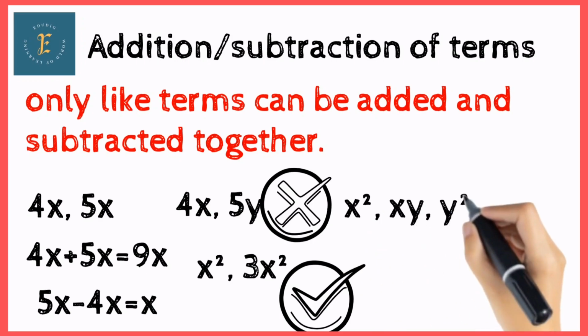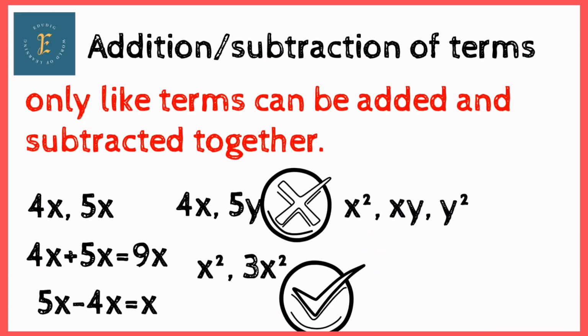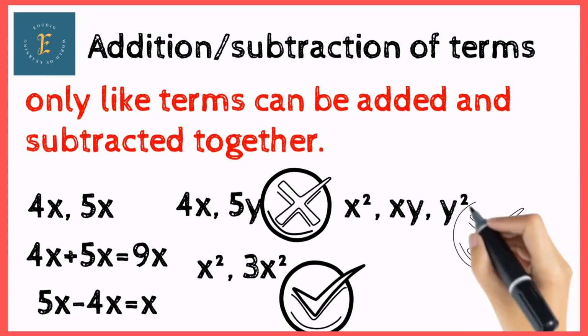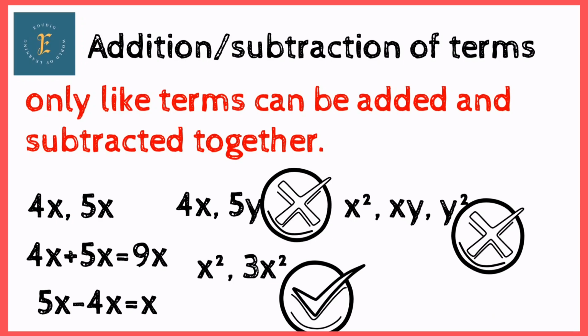But x square, xy and y square, in this one if you see, the variables are different, like x square, y square and xy, and the degree is also not the same in all the three terms.